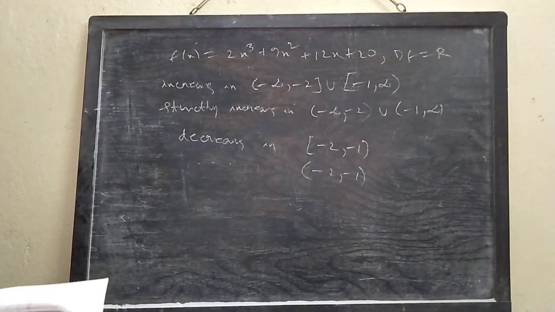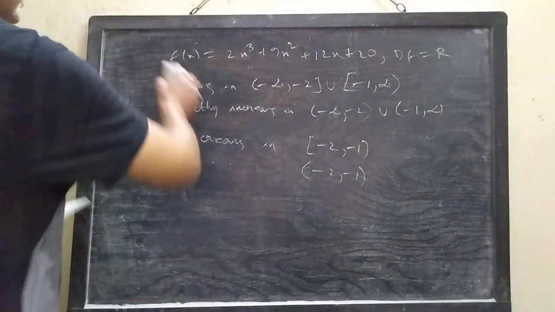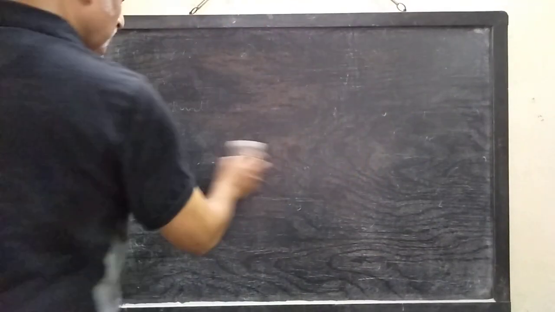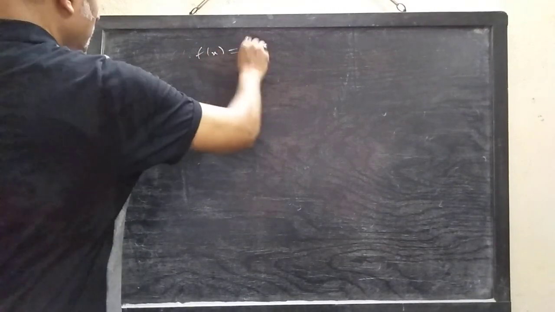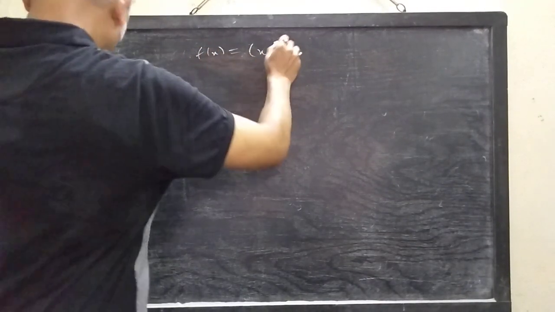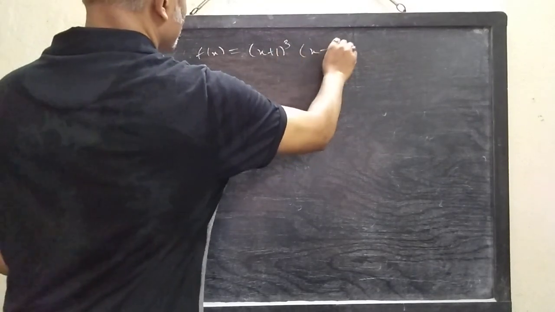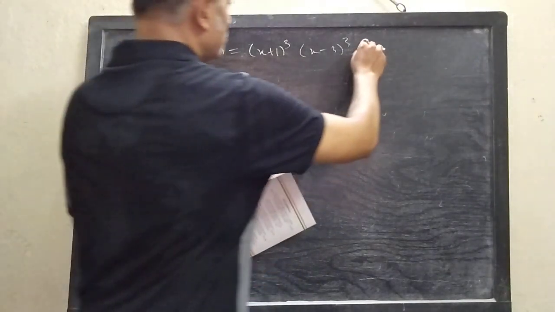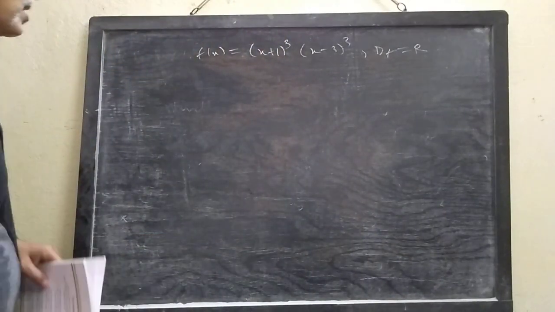Now let us go to the next question. f(x) equals x plus 1 whole cube into x minus 3 whole cube. So here also its domain is full R, being a polynomial function.